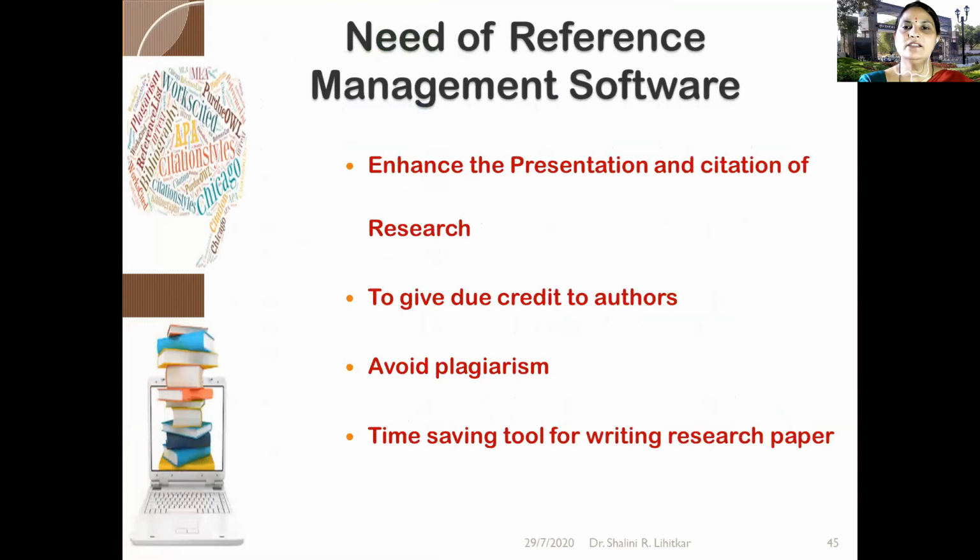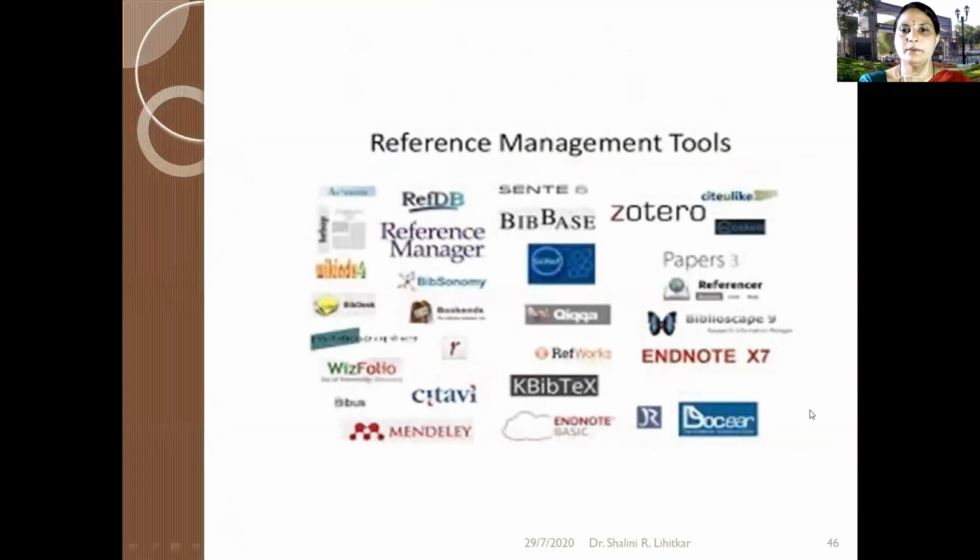Then what is the need of reference management software? Because it will enhance the presentation and citation of our research report. We have to give the credit to the authors, and by using this reference management tool, you can avoid plagiarism, and it will automatically save the time of the researcher as well as the guide. So you can use this saved time for writing another research paper. So for this purpose, you have to use all these reference management tools.